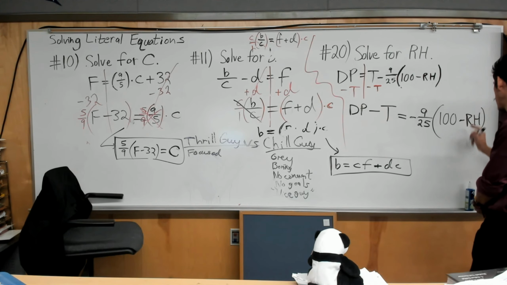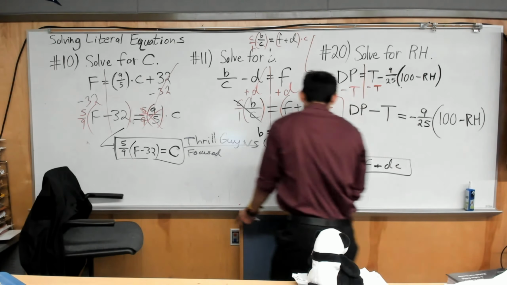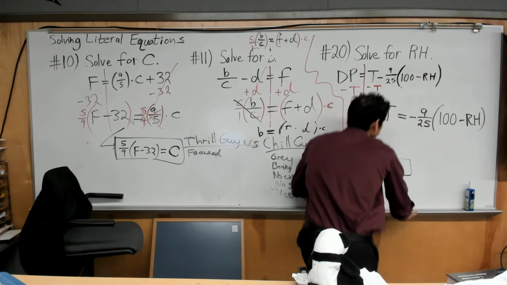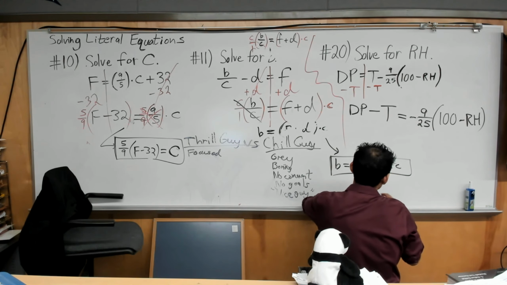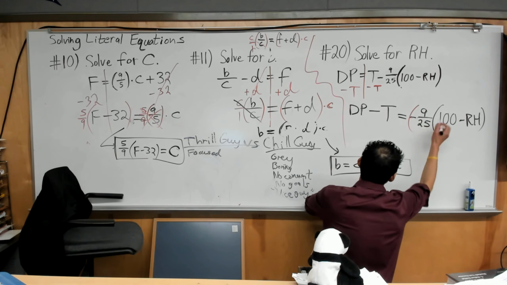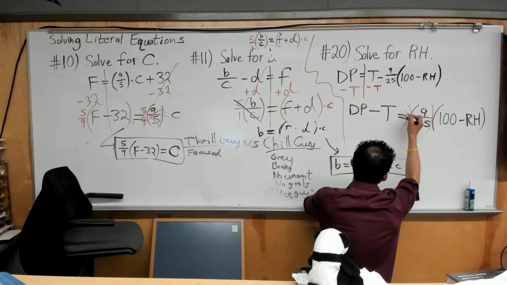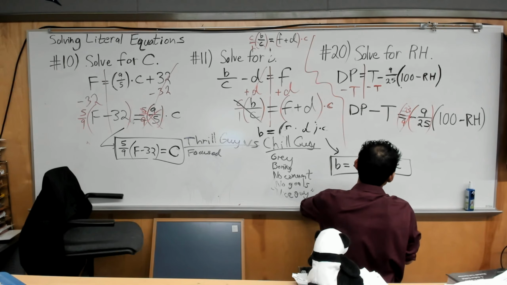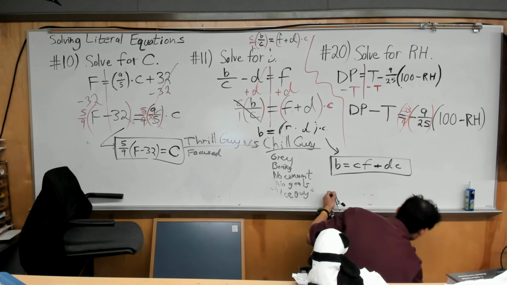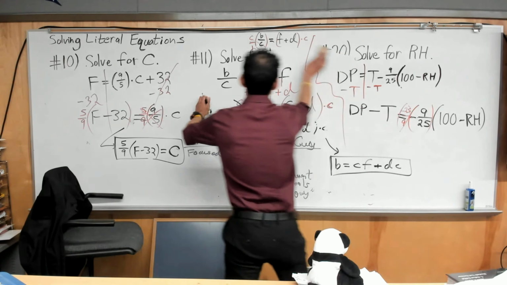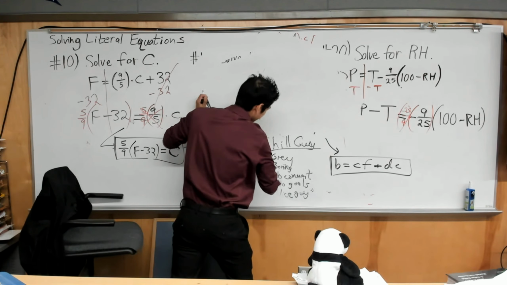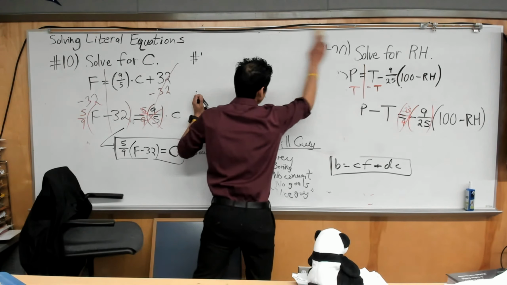And feel free to stop me at any point when you have a question, or maybe to re-explain something. All right, we've got to get rid of this negative 9/25. So what we're going to do is multiply both sides by negative 25 over 9. Let me make another neater one because I hate squeezing stuff. So we're going to erase this one and use the space.